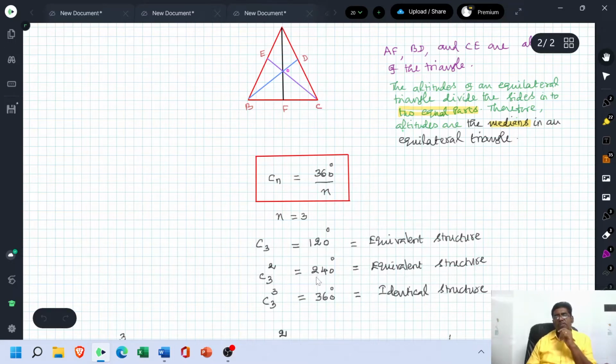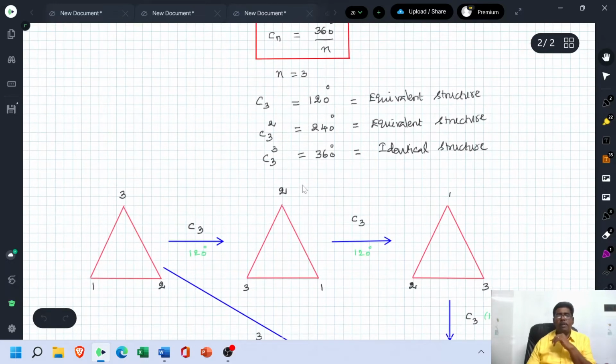C3 square stands for 240 degree rotation. Then C3 cube stands for 360 degree rotation. In the case of 360 degree rotation, we can get an identical structure. What is the difference between an equivalent structure and an identical structure? Come to this. This is an equilateral triangle. 1, 2 and 3 are the 3 points.